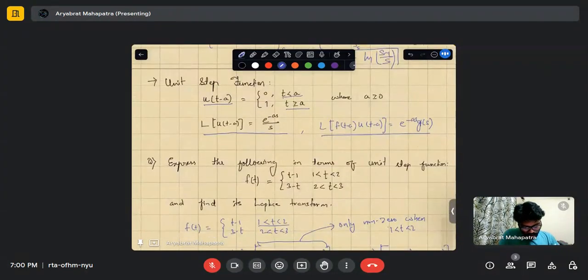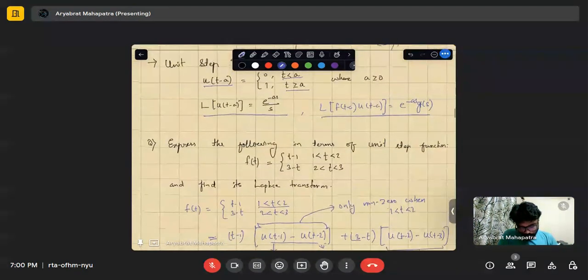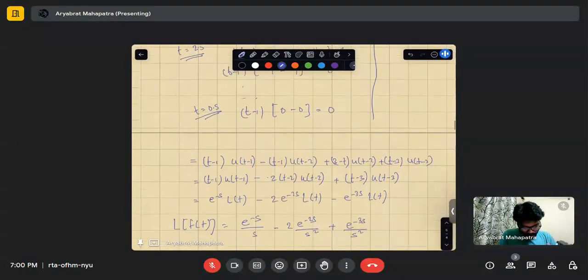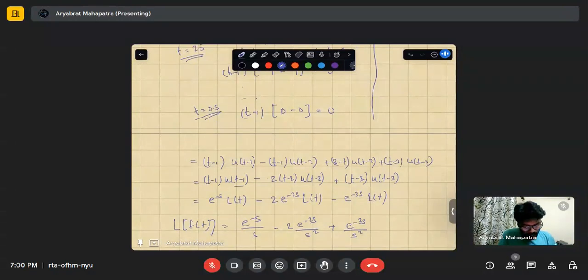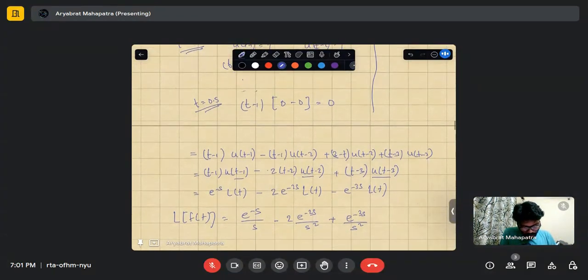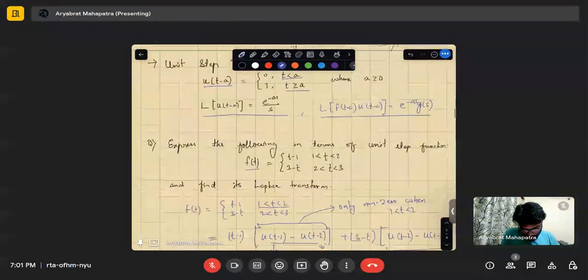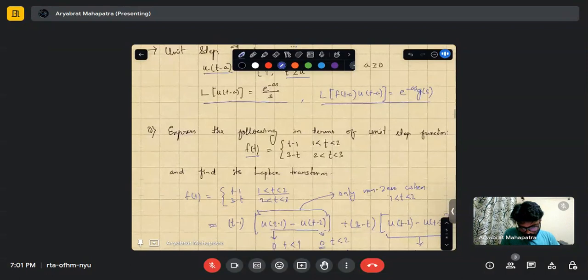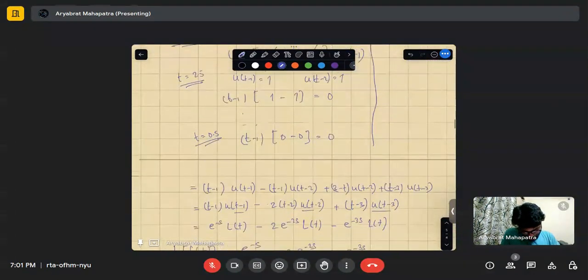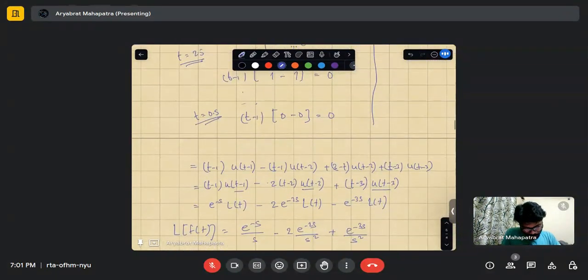So the idea is you first have to express this t minus 1 and 3 minus t, I mean your f of t function, in terms of u of t step functions. So that is what I've done right here, and then you take the Laplace transform, and that will basically give you this. So that is what you can represent. Oh, wait a minute.